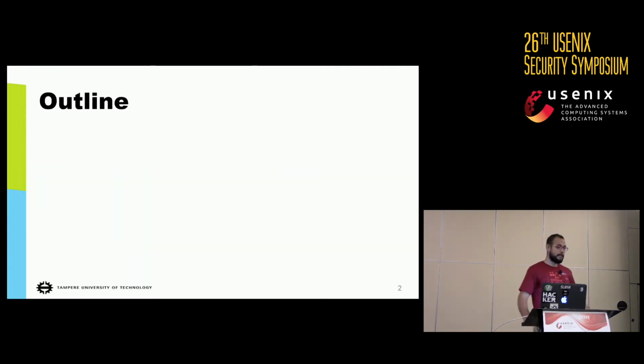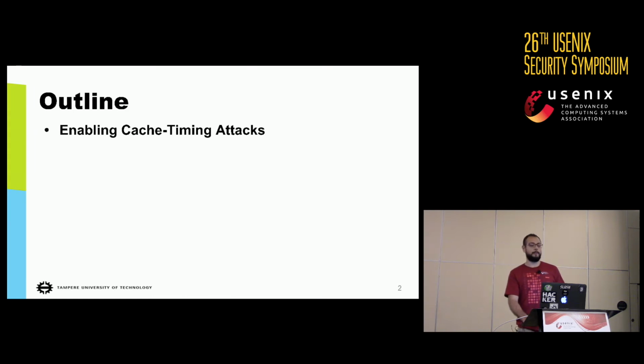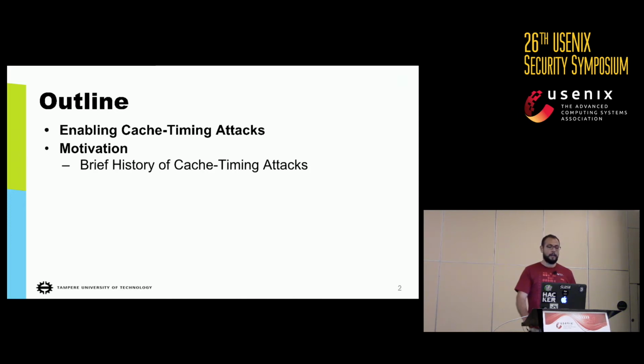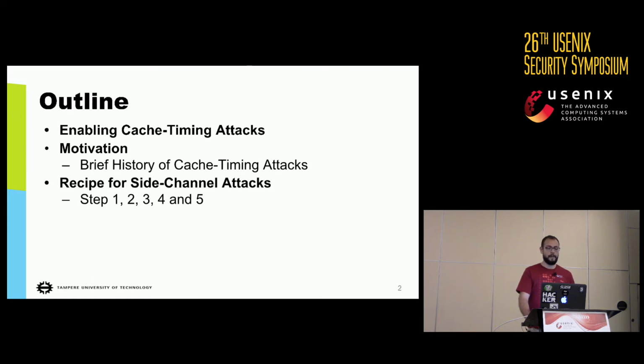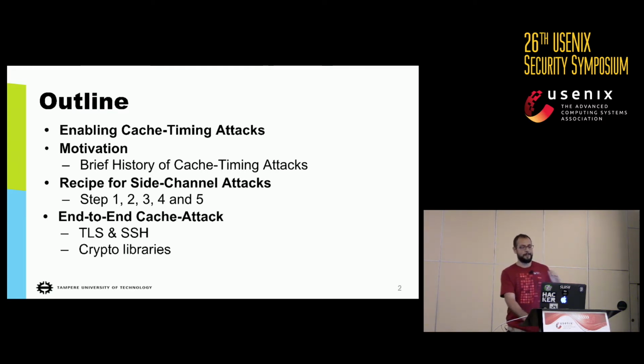So first, the outline of what I'm presenting. I'm going to briefly discuss what's enabling cache timing attacks. Craig already talked about caches, so I can skip a bit over that. Then a bit of motivation for this work through some brief history of cache timing attacks on OpenSSL. And then I'm going to present a recipe for performing side channel attacks, very general, that you can try at home, in simple 5 steps. Then I present an end-to-end cache attack, and finally, conclusions.